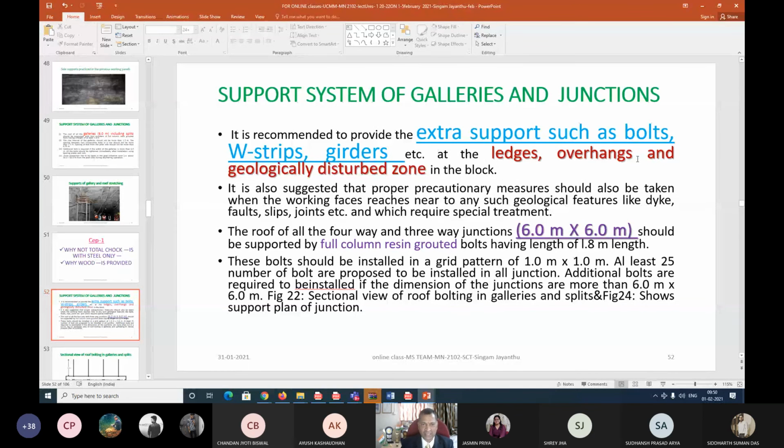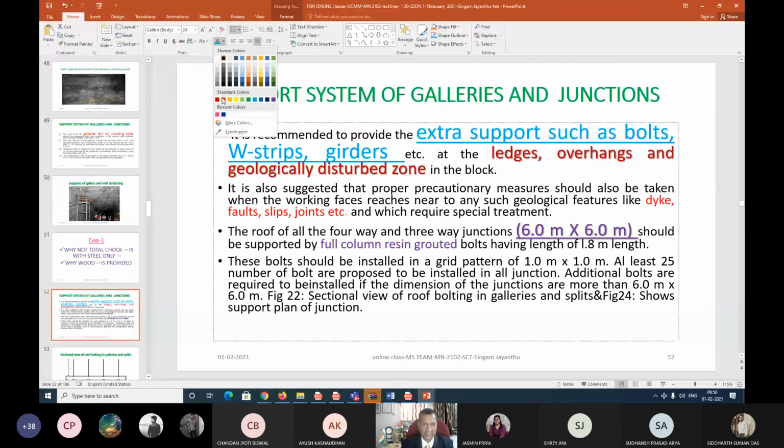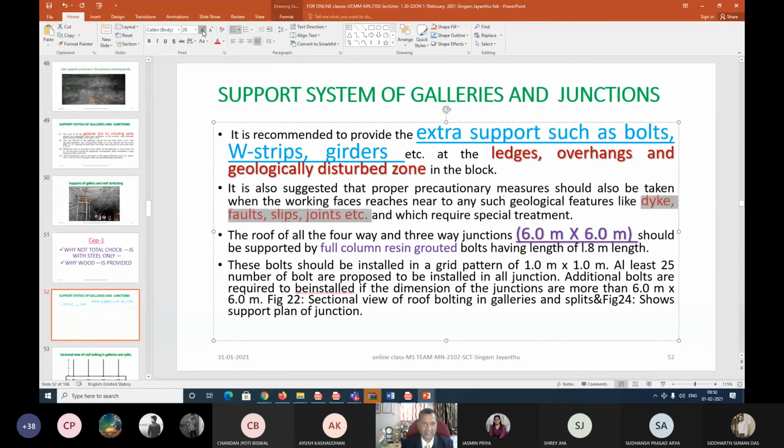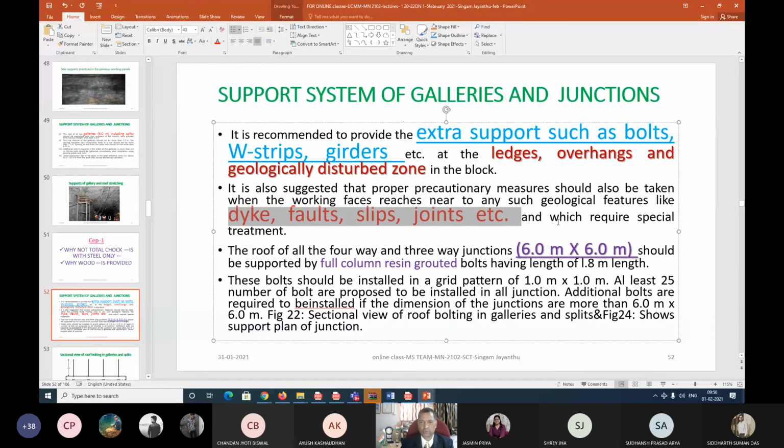Now, it is also suggested that some precautions be taken, right? Whenever there are dikes, faults, you know very well what is the meaning of dikes, faults, slips. Already we discussed at length about these things. So in that case, we are supposed to give some special treatment. That means if it is a fault, then there should be some arrangement where you are providing some additional supports. If it is dikes, slip planes, joints, right? Of course, we will be discussing those. But these are the supports as a part of securing or stabilizing that place of working. You are supposed to do all these things.